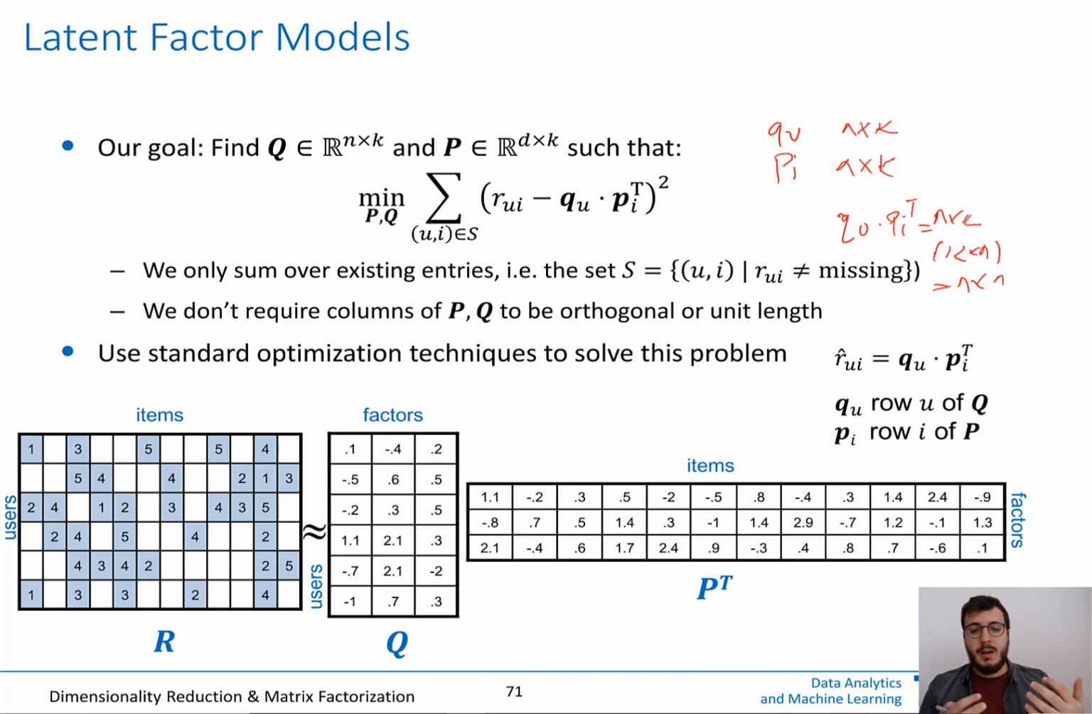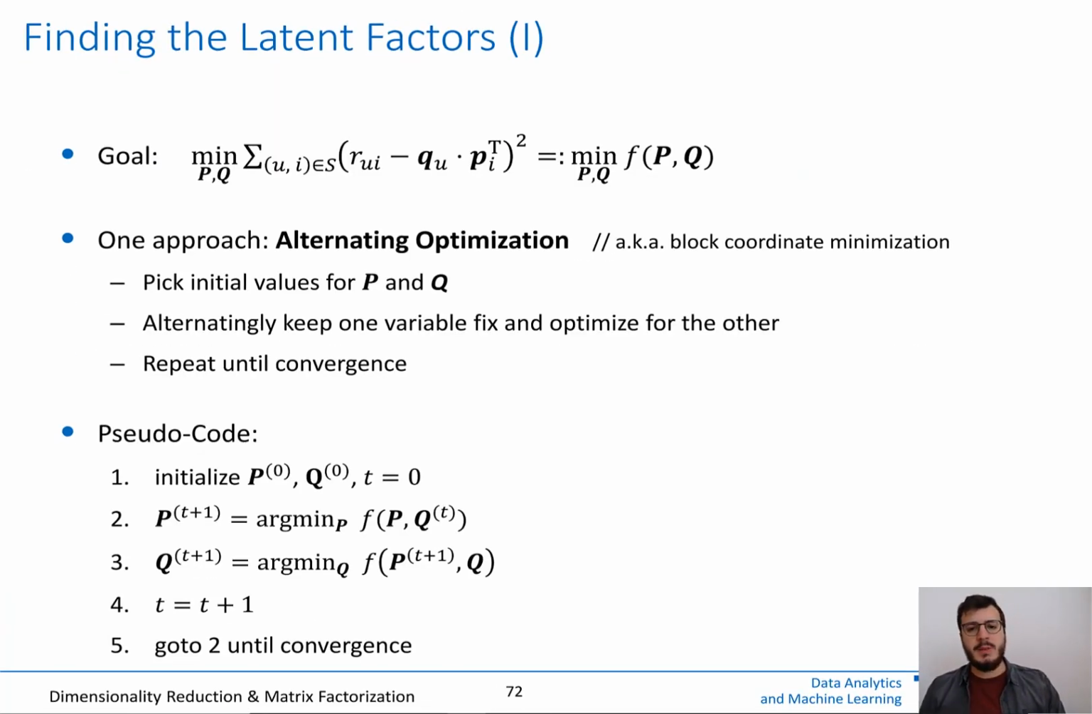Right, so now we have the setup. The thing that we have to do now is solve this optimization problem and minimize the error with respect to P and Q. So how are we going to do this? This seems like a difficult problem because the variables here are interplaying with each other. And you cannot really directly solve it by taking the gradient and setting it to 0 or something like that. Well, one approach which does work in this scenario is the so-called alternating optimization approach. Sometimes this is also called block coordinate minimization.